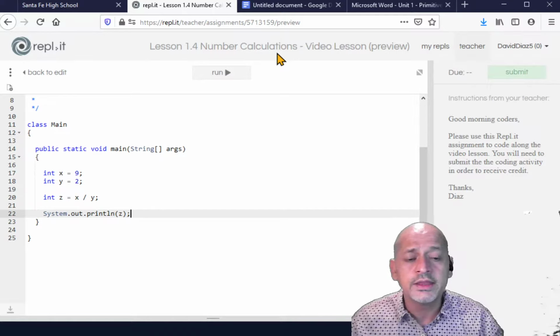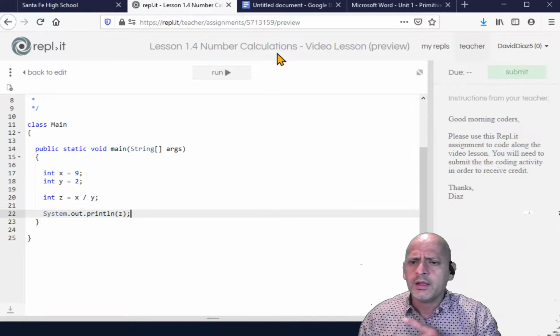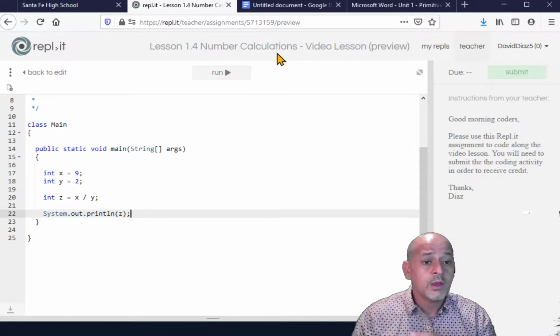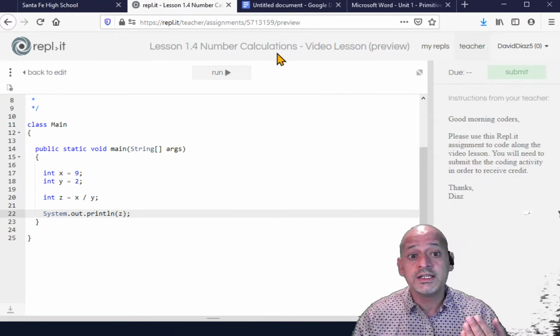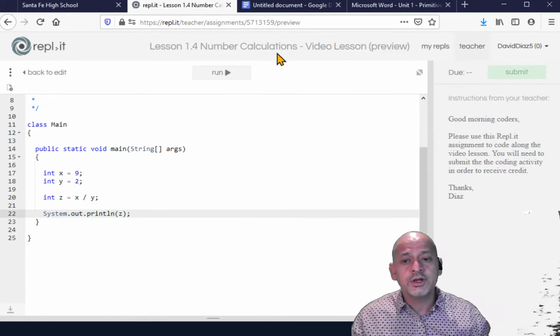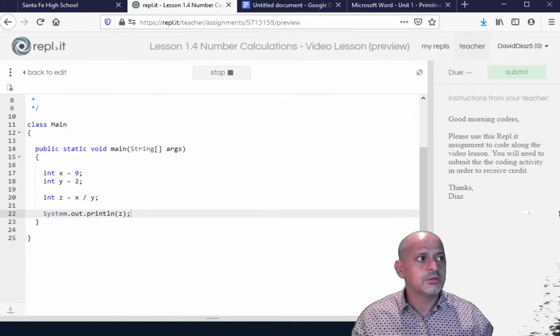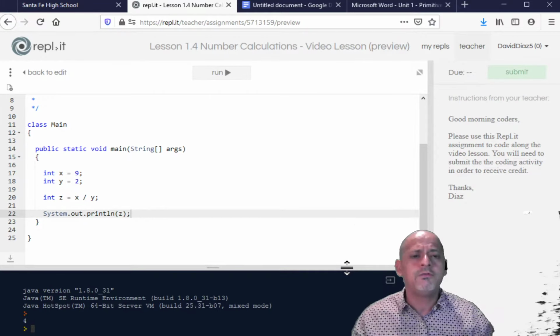And what do you think that will be? Give it a guess. What's 9 divided by 2? Most of us will say 9 divided by 2 is 4 and 1/2, which is 4.5, correct? But let's run it and see what happens. Let me bring my screen up a bit higher. And it gives us a 4.